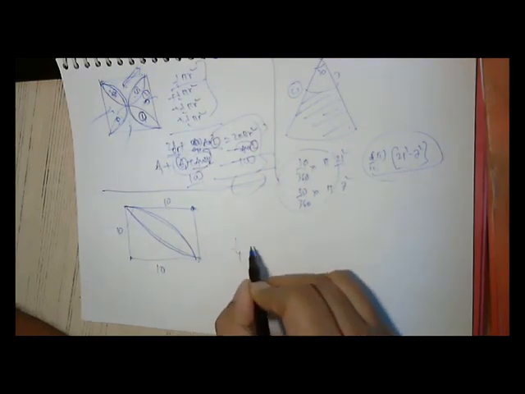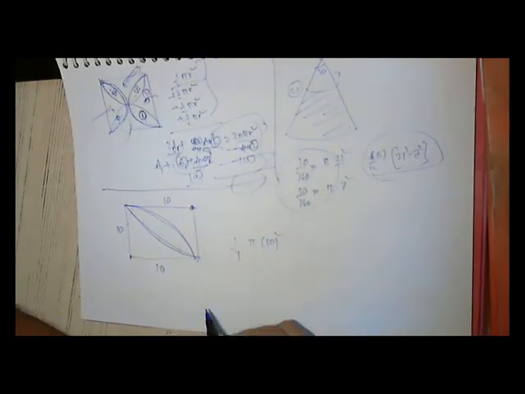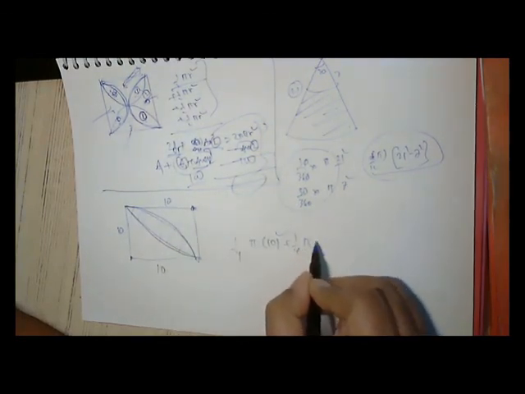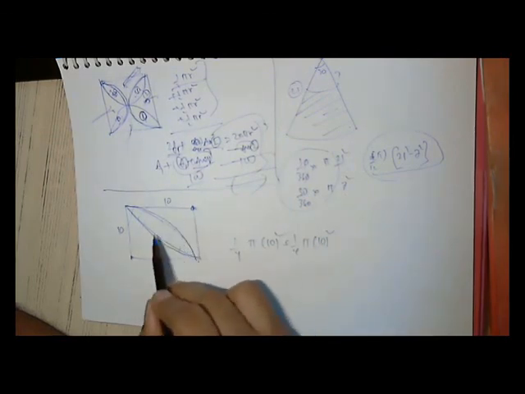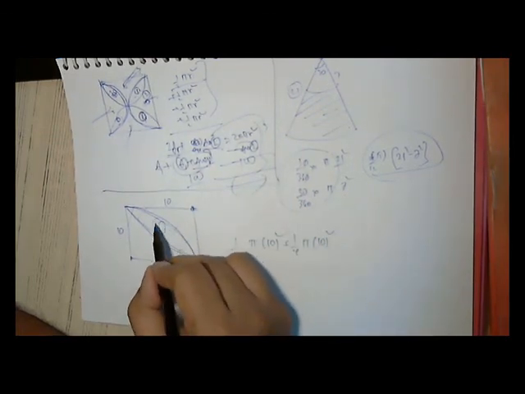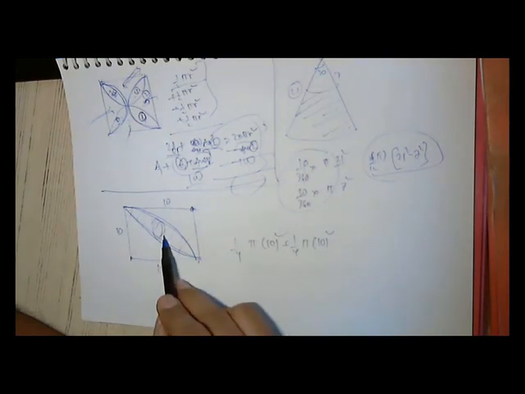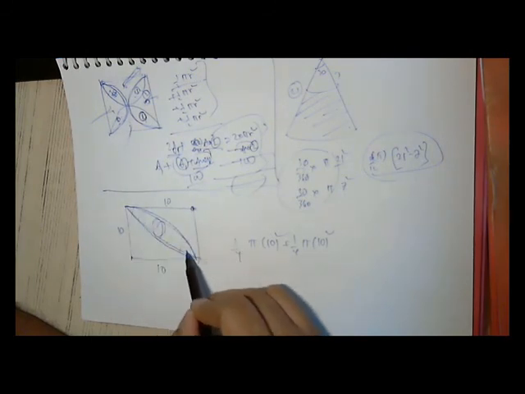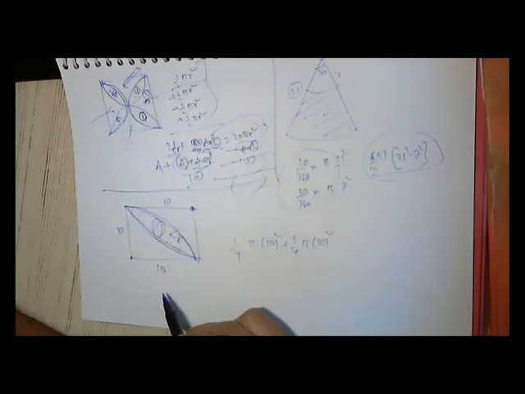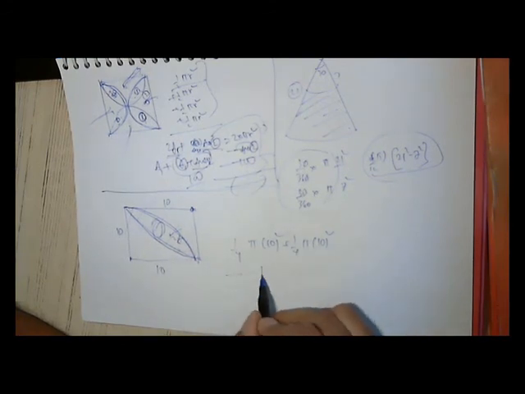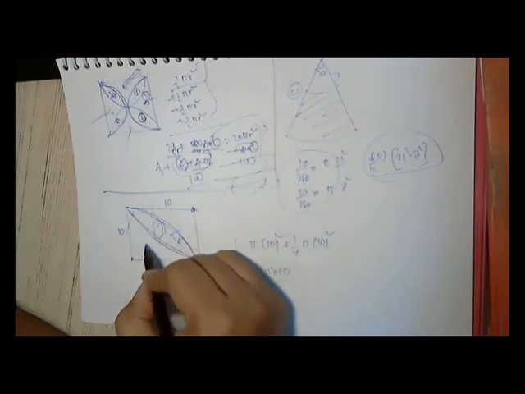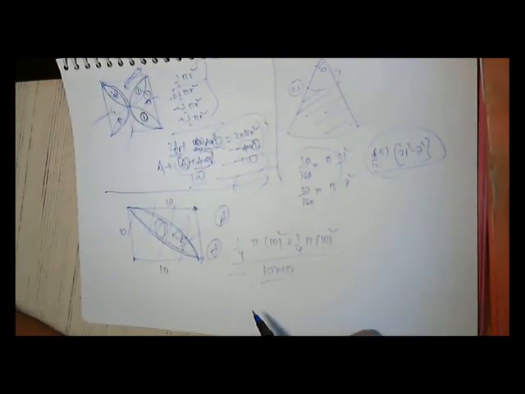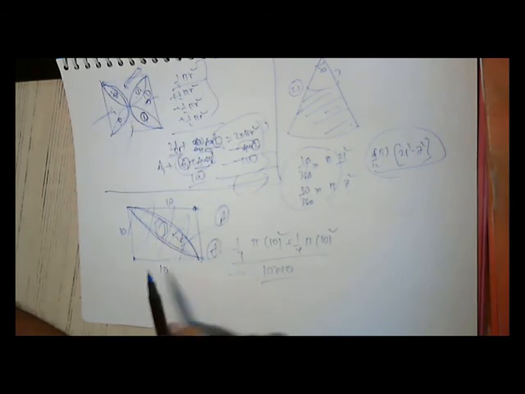This area is 1/4 pi r square. What is this area? Another 1/4 pi r square. So when we are adding these two areas, this particular area is doubled. This time it is added up to this point, and this time also up to this point, so it is 2 times added. So if I remove the 10 into 10 square area, I get the balance. So this minus 100 will give me the area of the design.